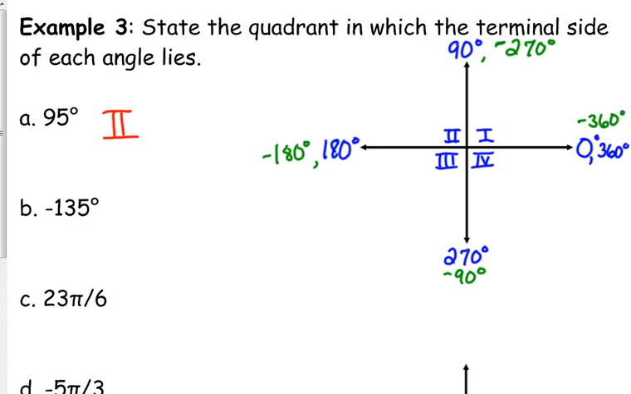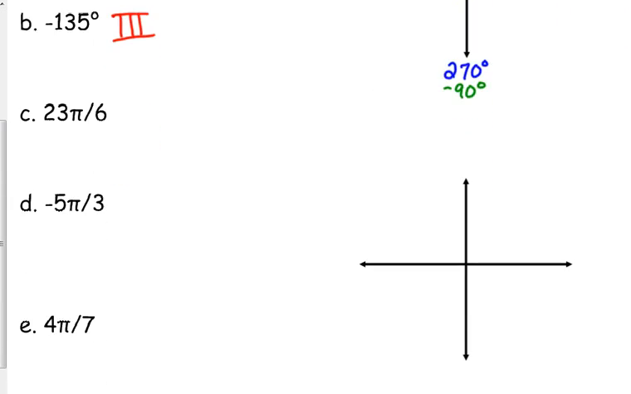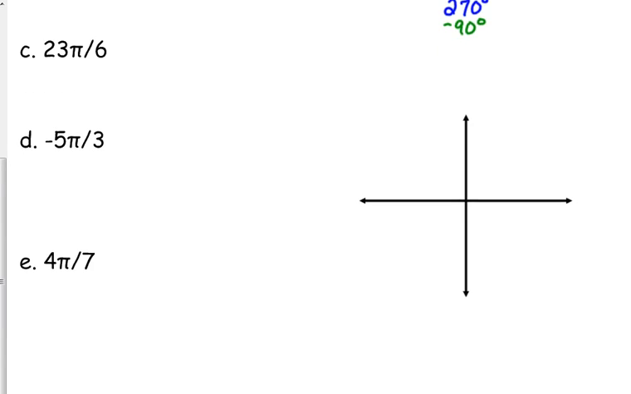Okay, so negative 135 is where? Quadrant 3. Same quadrant 3. Okay, so let's look at some radians.